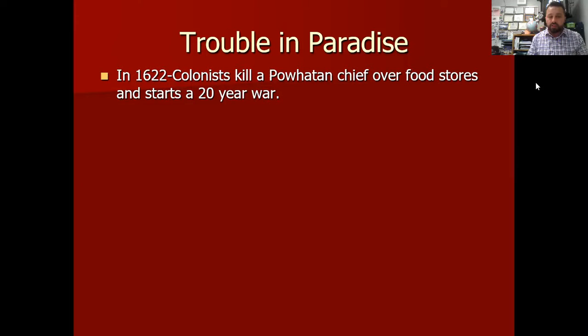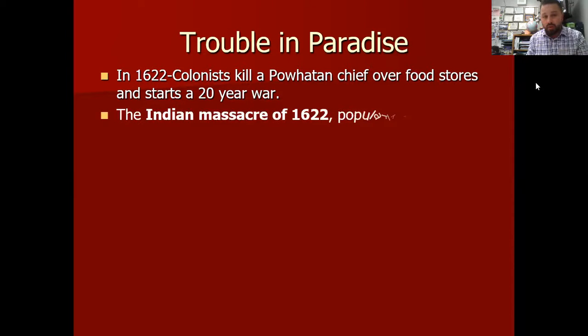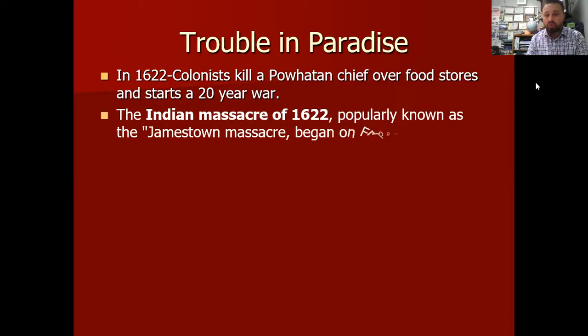So in 1622, there had been trade deals for food with the local Powhatan people, and some of the Jamestown colonists end up getting in a fight and an argument with the Powhatan chief over food stores, and they're actually caught sneaking in and trying to steal food in the middle of the night. And this actually starts what is known as the Anglo-Powhatan War. This war lasts for 20 years. You can look it up. It's known as the Indian Massacre of 1622. The British called it the Jamestown Massacre of 1622.